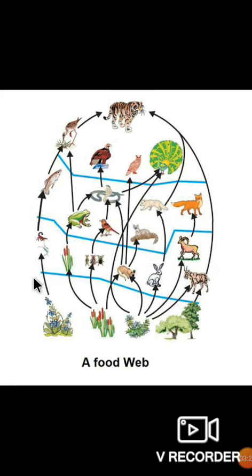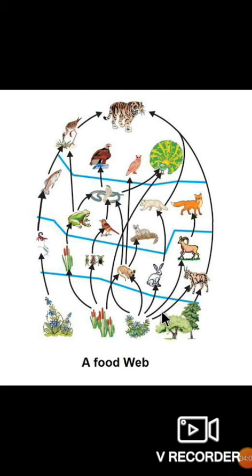Then you can see here a blue line which indicates that these groups are under the group of producers. They are producing by taking the energy from the sun. After that, the producers will be eaten by the herbivores. You can see some herbivores are interlinked with each other also, and those herbivores will be eaten by the carnivores or the secondary consumers, and those secondary consumers will be eaten by any of the tertiary consumers.